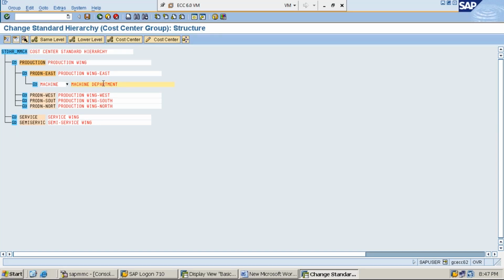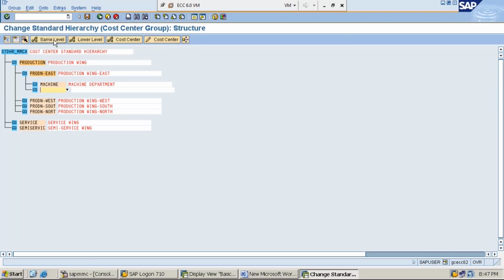Write down continuously. Keep the cursor on the description machine department and click on same level. I'm naming it as assembly department.